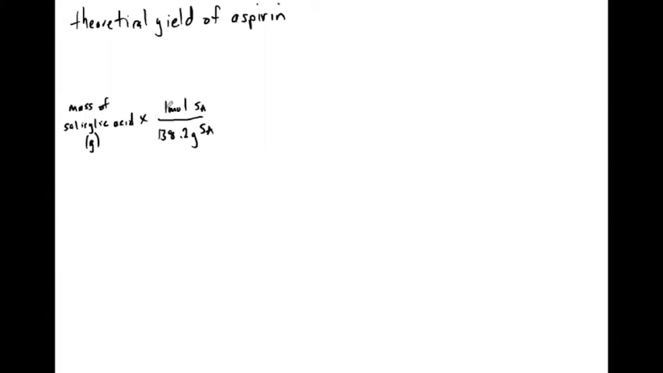So we're going to use the molar mass of salicylic acid to convert to moles of salicylic acid. And then in our balanced reaction, we saw that 2 moles of salicylic acid produces 2 moles of aspirin. So that will give us moles of aspirin, right? So our mass of salicylic acid converts to moles of salicylic acid. And then we use the balanced reaction to go to where we want to go, and in this case it's aspirin. So we now have moles of aspirin.